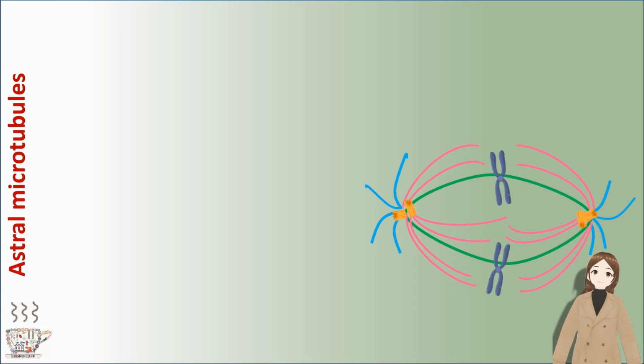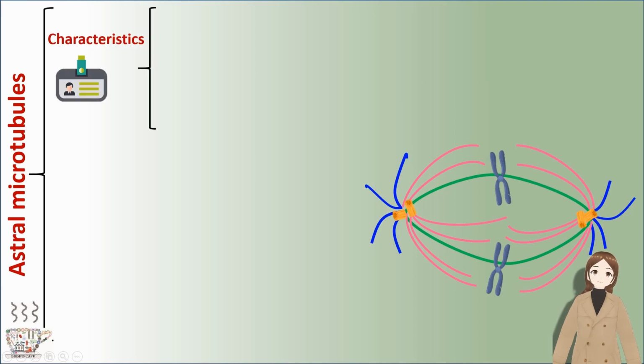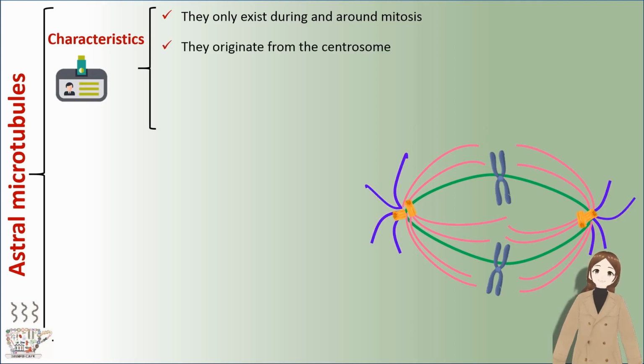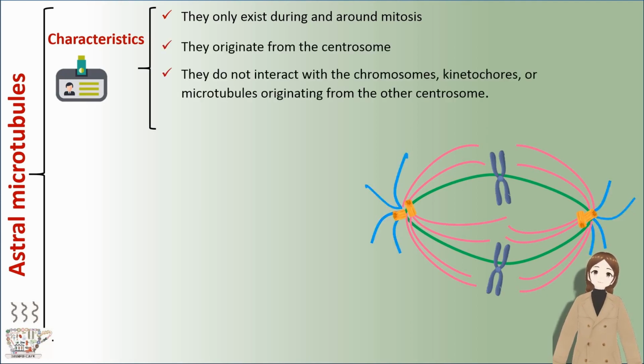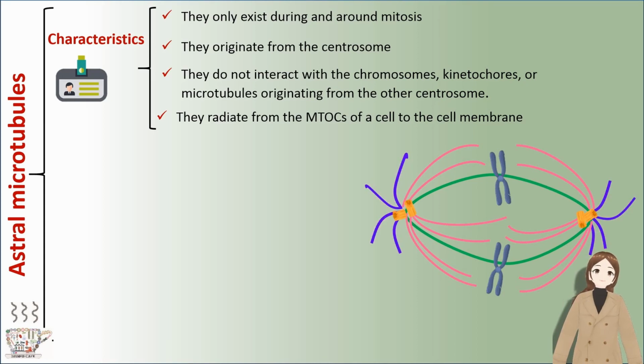Astral microtubules. They only exist during and around mitosis. They originate from the centrosome. They do not interact with the chromosomes, kinetochores, or microtubules originating from the other centrosome. They radiate from the centrosome of the cell to the cell membrane.